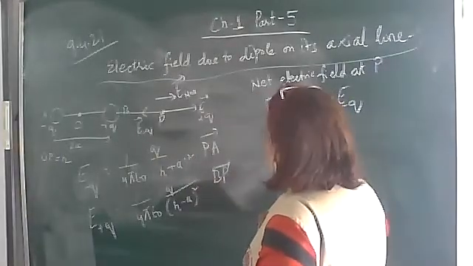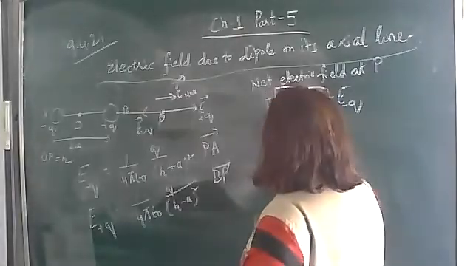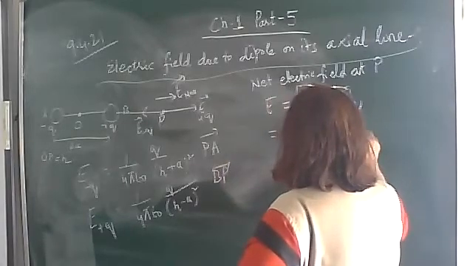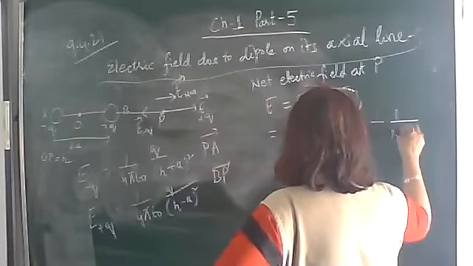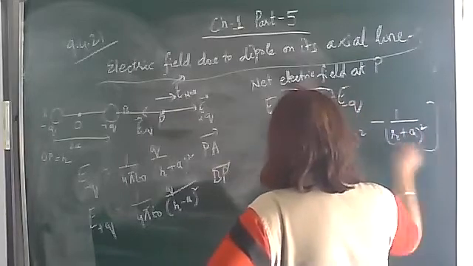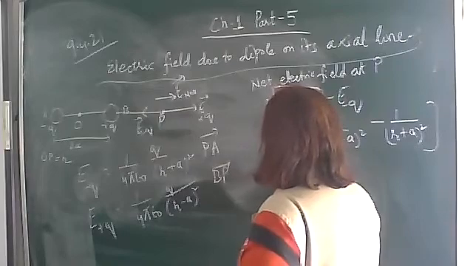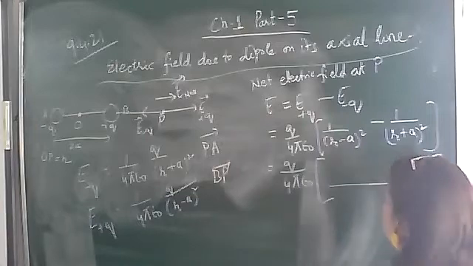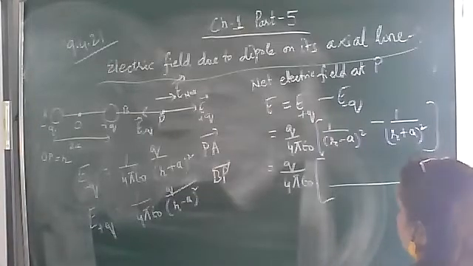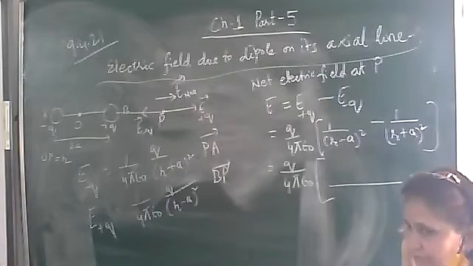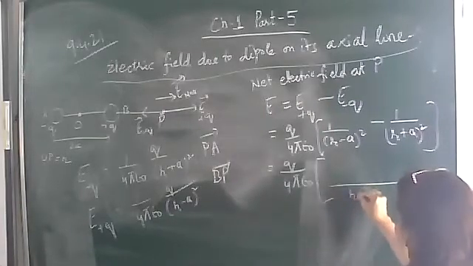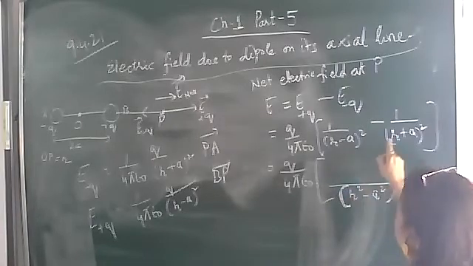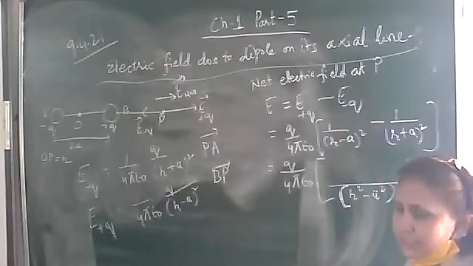Okay, q upon 4 pi epsilon naught outside, inside the bracket 1 upon (r minus a) whole square minus 1 upon (r plus a) whole square. Simplify the bracket term. What is the denominator? What is the LCM? (a minus b)(a plus b) is a square minus b square. So r square minus a square, whole square. Numerator: (r plus a) whole square minus (r minus a) whole square.